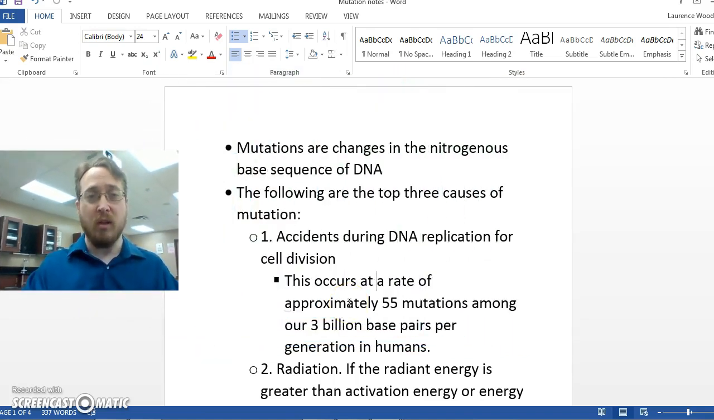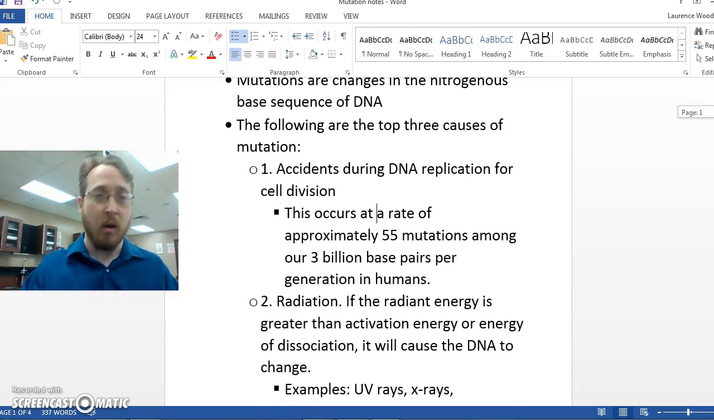Mutations are changes in the nitrogenous base sequence of DNA. The following are the top 3 causes of mutation. 1. Accidents during DNA replication for cell division. They occur at a rate of approximately 55 mutations among our 3 billion base pairs per generation in humans. So 55 differences between you and your parents, in addition to whatever shuffling you got between them.